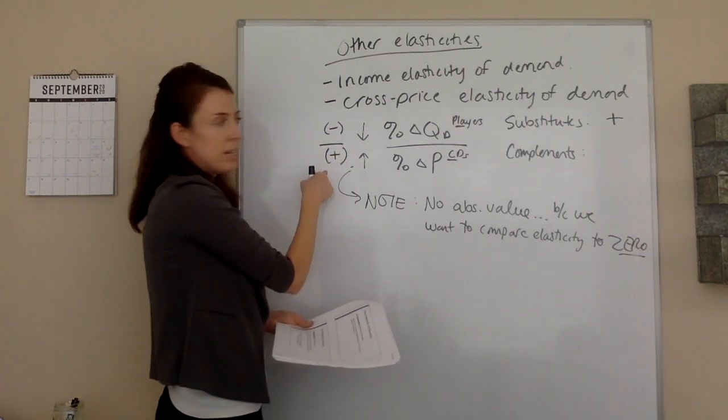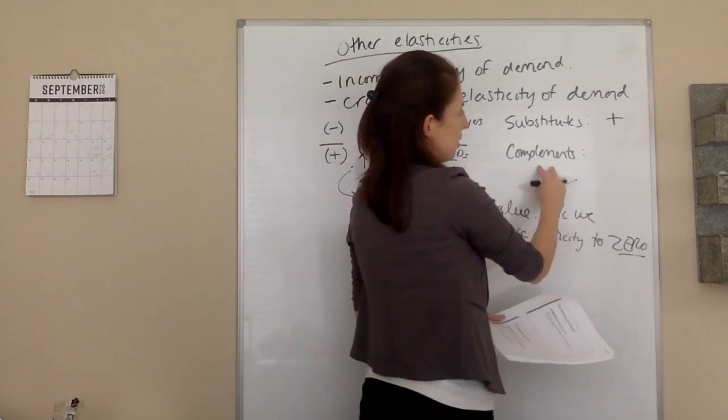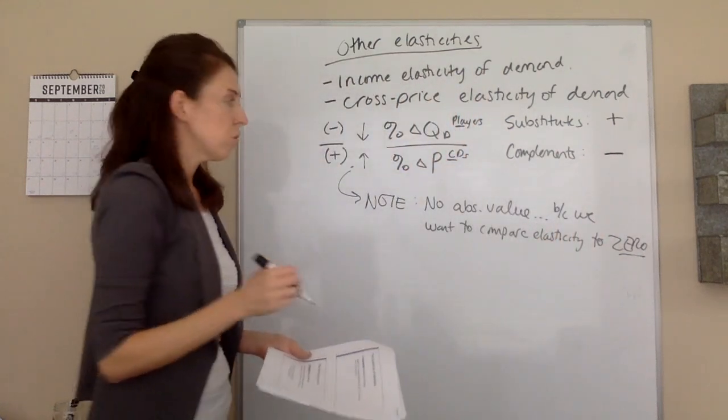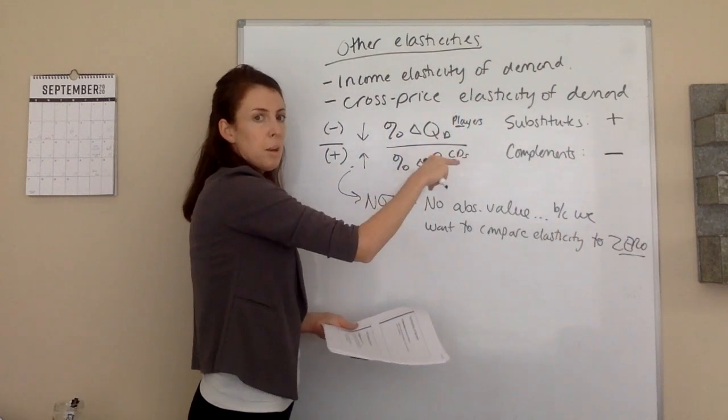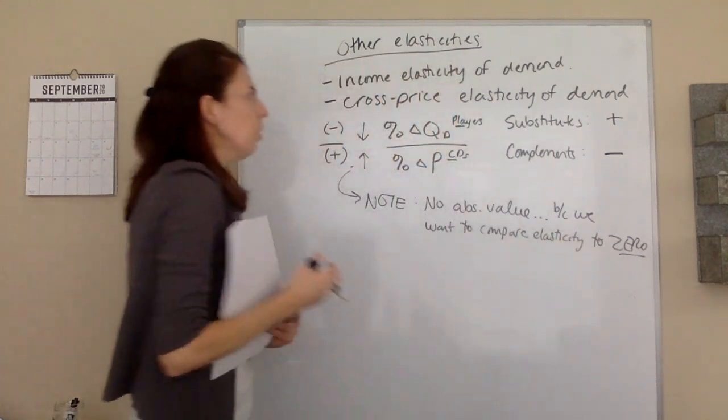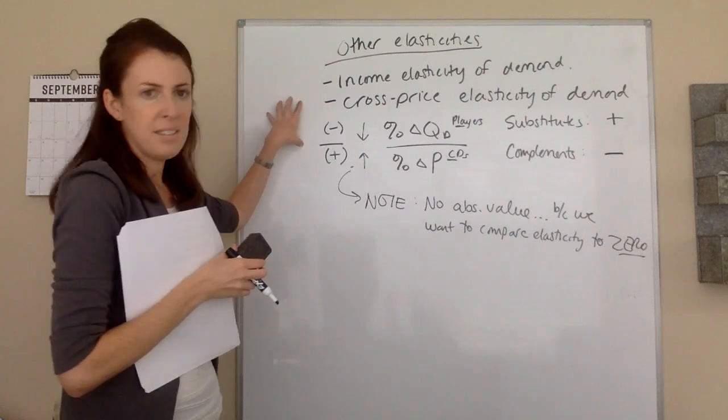The overall ratio would be negative. So for 2 goods that are complements, the cross-price elasticity of demand should be negative. So when you calculate this and it spits out a number, the number that you get should be less than 0. Okay, so this is why cross-price elasticities are useful.